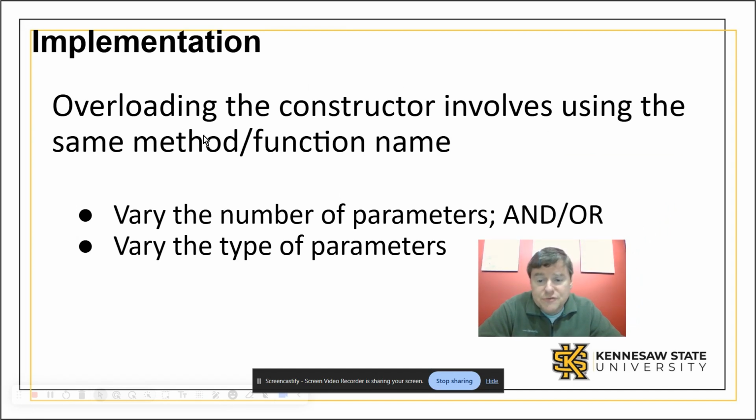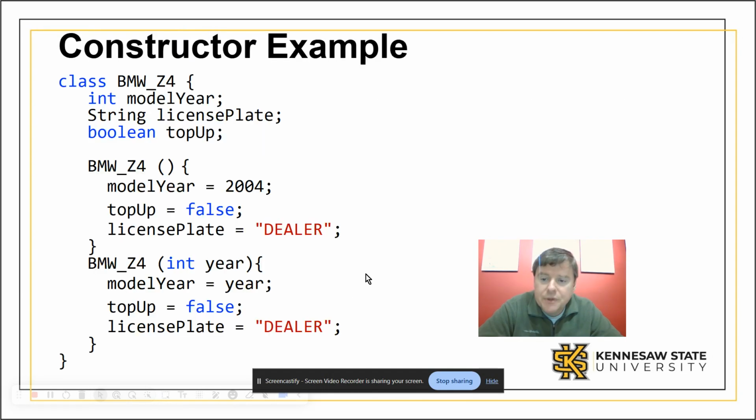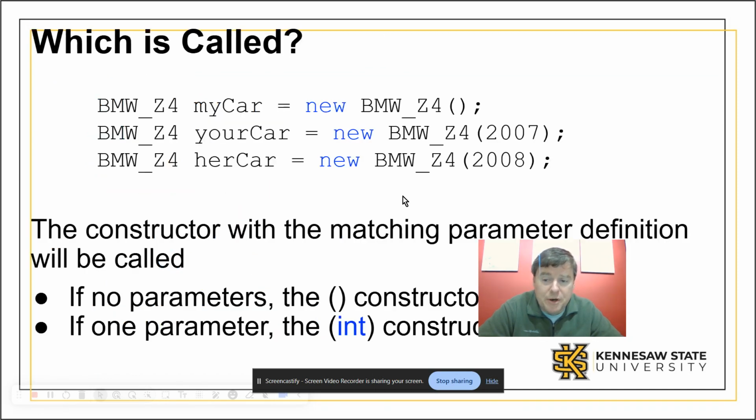Overloading the constructor involves using the same method or function name, varying the number of parameters and or the types of parameters and or the order of the parameters. All right, so here's an example. Class BMW Z4. It has a model year, it has a license plate, and it has whether the top is up. This has 2 constructors, one that just assumes it's model year 2004, the top is up is false, and the license plate says dealer. The other one takes in a year and allows you to specify which year it is because, well, it turns out every year there'll be a different model year. So multiple constructors are possible.